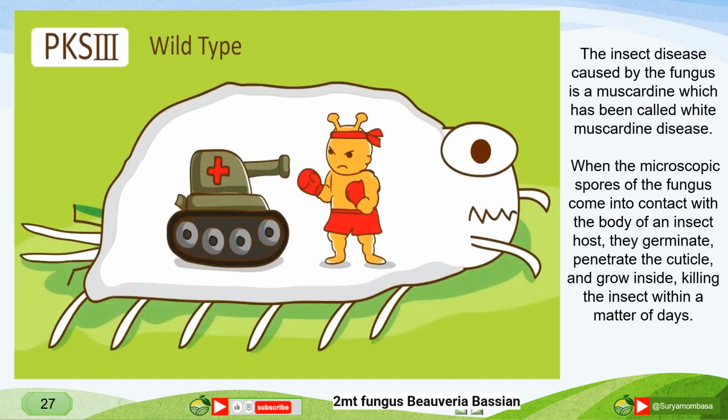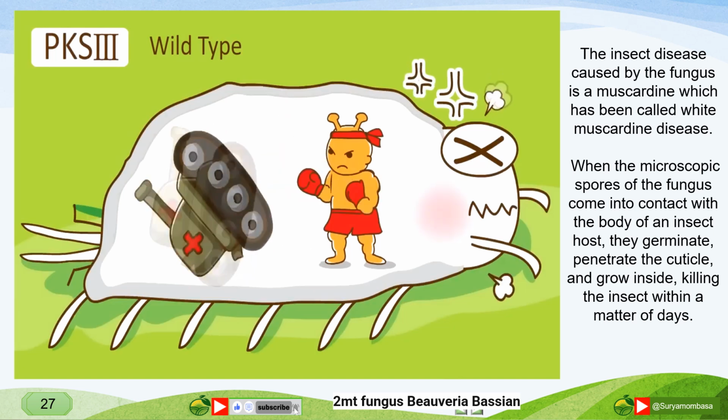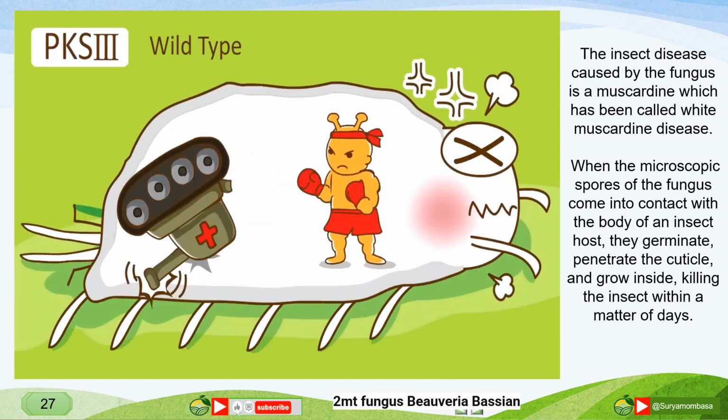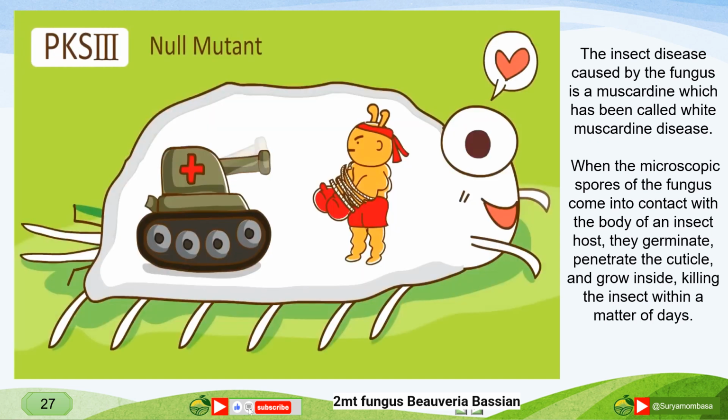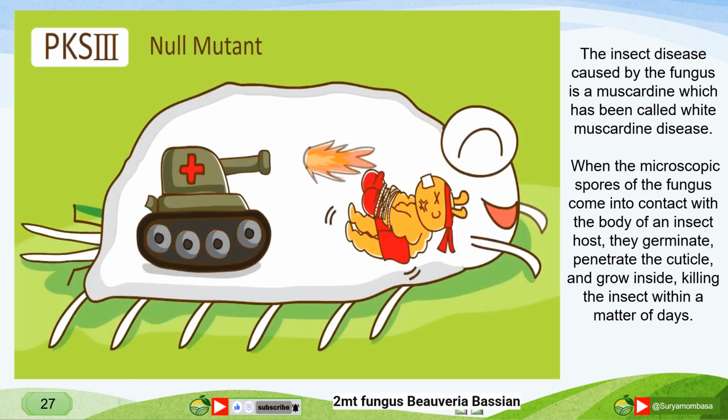Fungal PKS3 presumably acts to cope with the insect immune response. In the wild type, the fungus can overcome the insect defense and the infected insect dies. The PKS3 null mutant, in which this polyketide synthase is not working, cannot cope with the insect immune response, so the insect remains healthy.